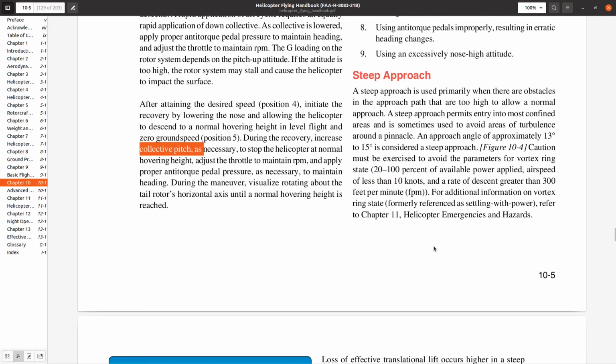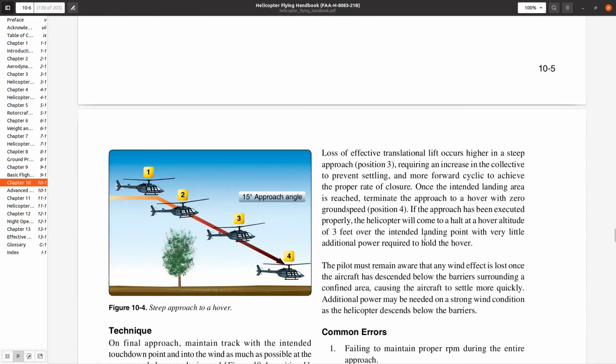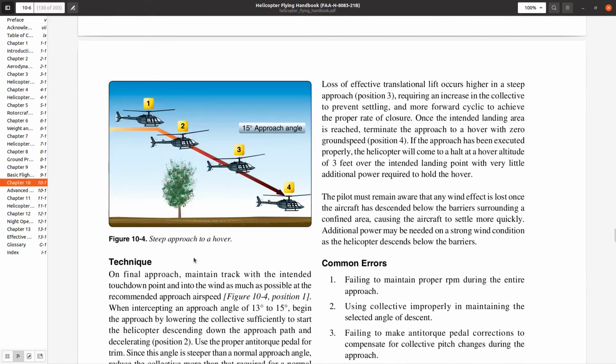Okay, other techniques, other maneuvers. Steep approach. What's a steep approach? A steep approach is more than 13 degrees. That's a steep approach. We said 7 to 12 is normal. So that's steep. Why would you use it? You're trying to clear an obstacle.